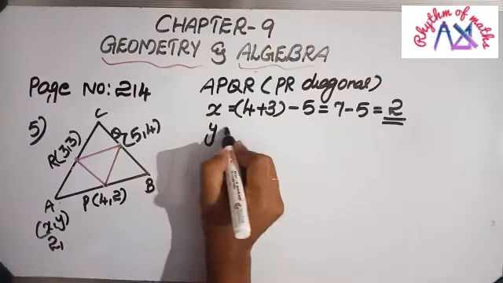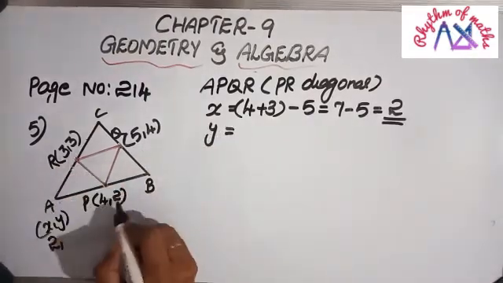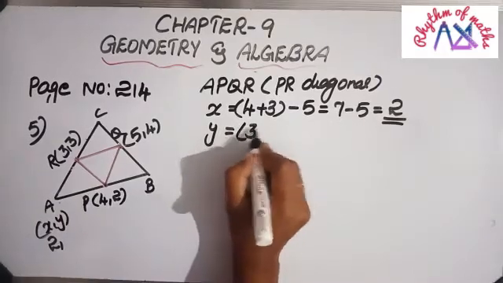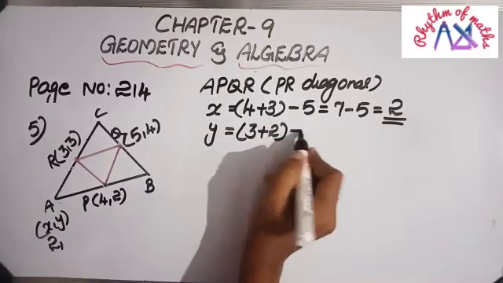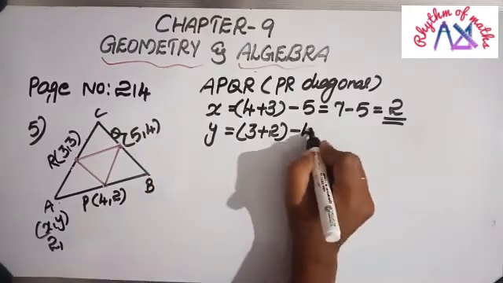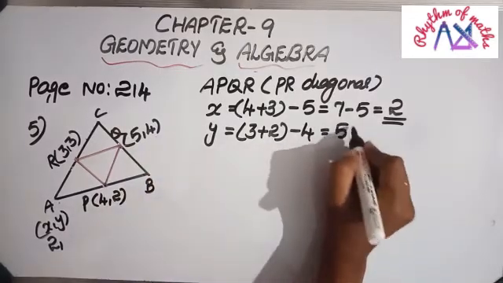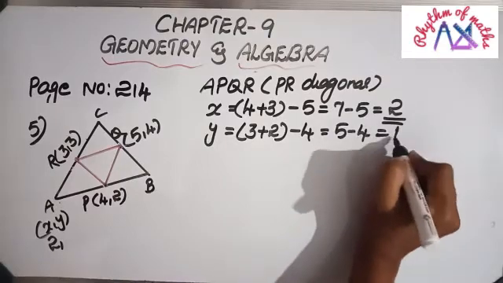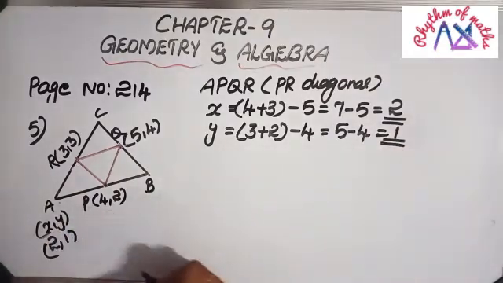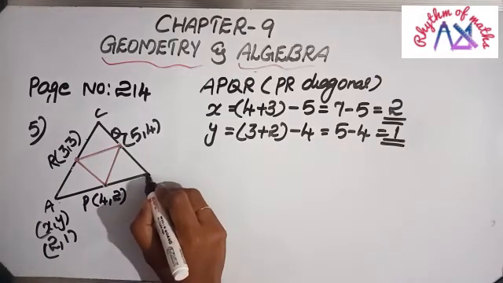Next, to find the y coordinate, sum of y in the diagonal. So 3 plus 2 minus y in the corner. Y in the corner is 4. So 3 plus 2, 5. 5 minus 4 equal to 1. So we got the coordinates as 2, 1. A coordinate we got. Similarly, we can find the B coordinate.